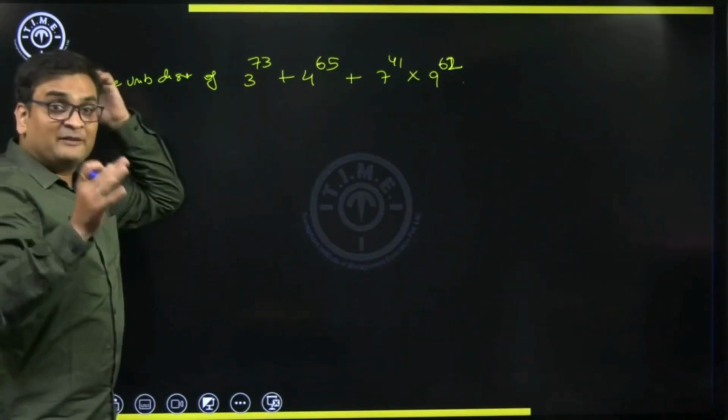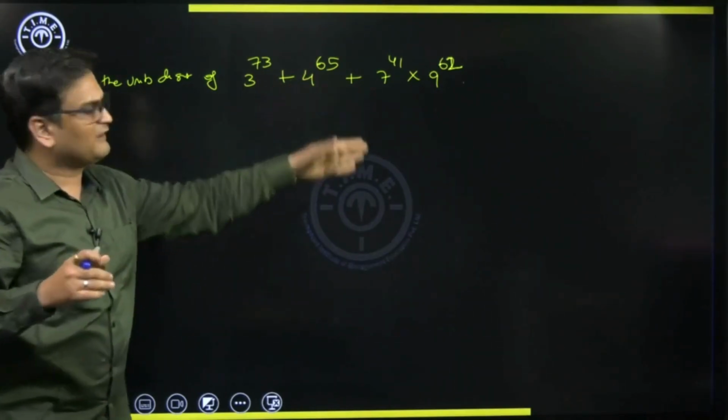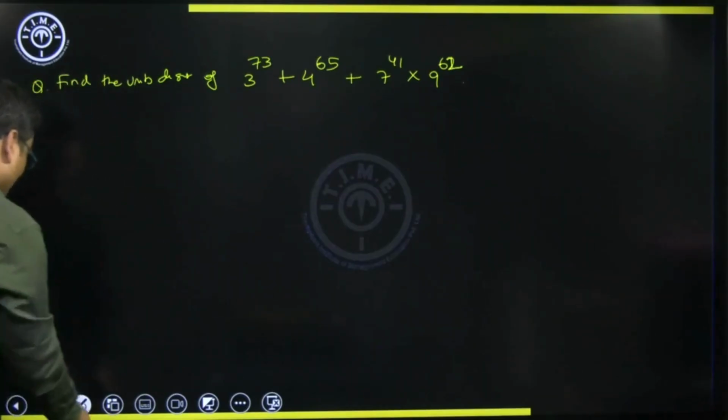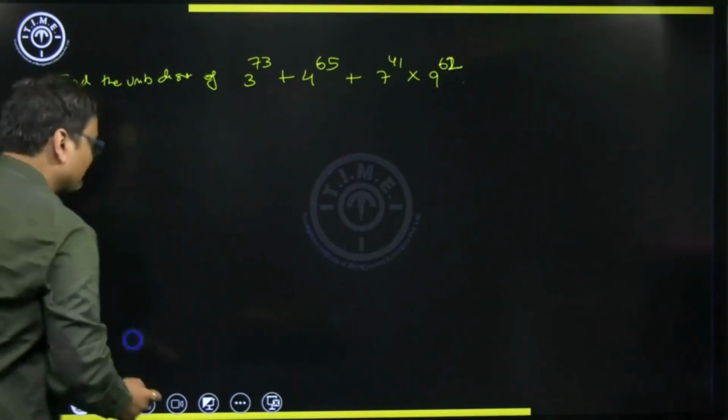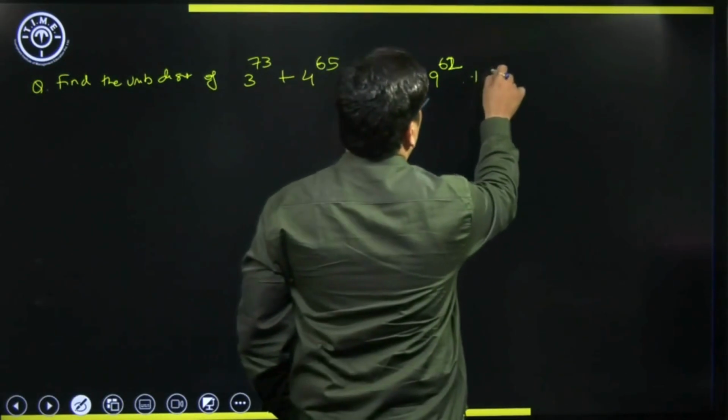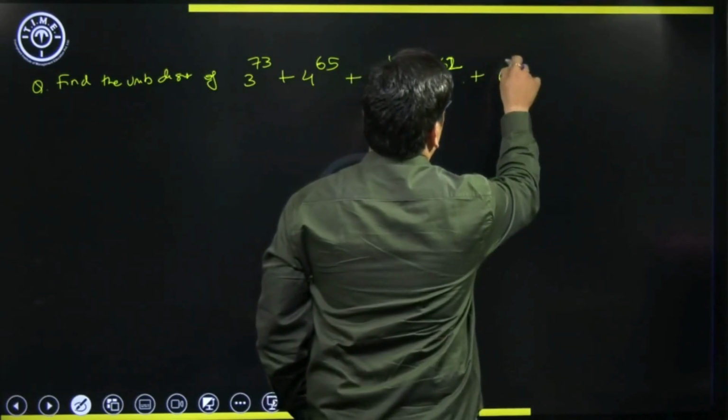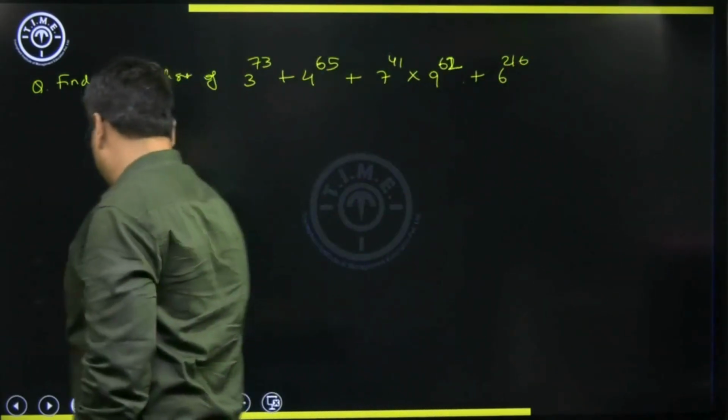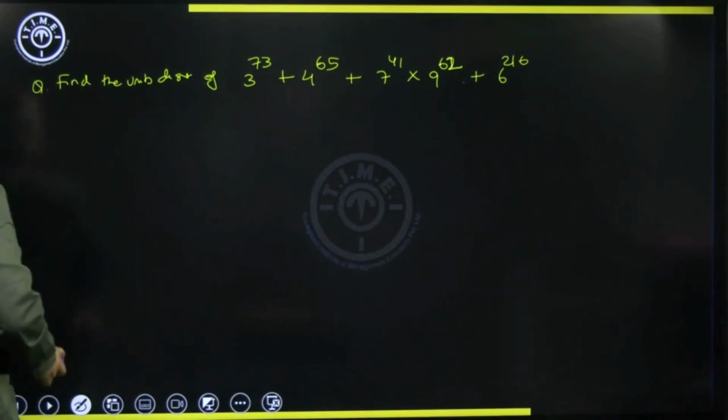So we have different bases now. We have a 3, we have a 4, we have a 7, we have a 9. We can also add one more. Let's add one more, plus say 6 to the power 216. Okay. Find the units digit.